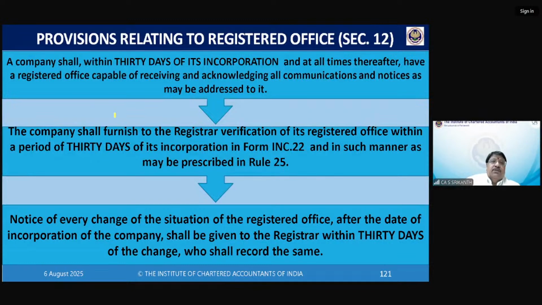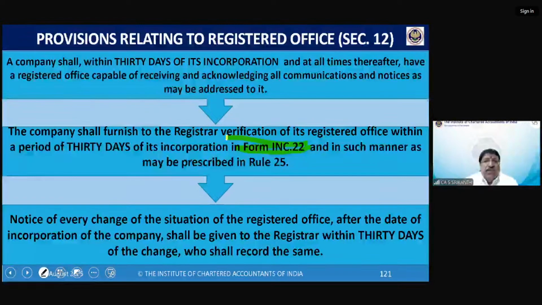Within 30 days, you have to file the information about the registered office. Obviously, the minute you are incorporated, how can you have one? You need to locate a place, convince the landlord, lease agreement, and so on. So 30 days. The company shall furnish the registrar verification of its registered office within 30 days in form INC 22. Should I remember the form number? Whatever is given in the study material, please remember. If it is not in the study material, leave it. But if it is in the study material, please remember. Humble request.